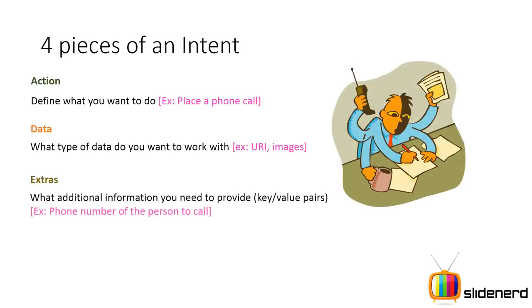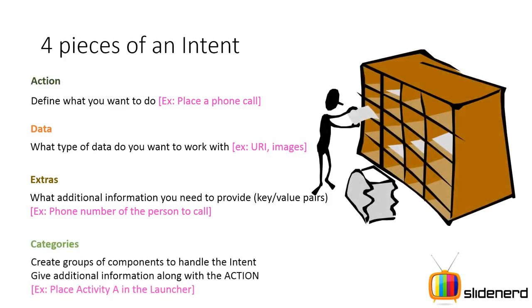And then last but not least, you have your extras. This is the additional information. For example, you said place a phone call, but who do you call? The name of the person, or maybe his number, or his email ID, or his Skype account ID or something like that. That is all about extras. You pass additional information needed to perform the task. And then you have categories. Categories are nothing but you divide or group stuff by defining what each group will do. For example, in your activities inside your application, you have something called category launcher, and that is how your activities appear inside the list of apps in the launcher. You can see my previous vid where I talked about how categories affect an activity appearing inside the launcher.